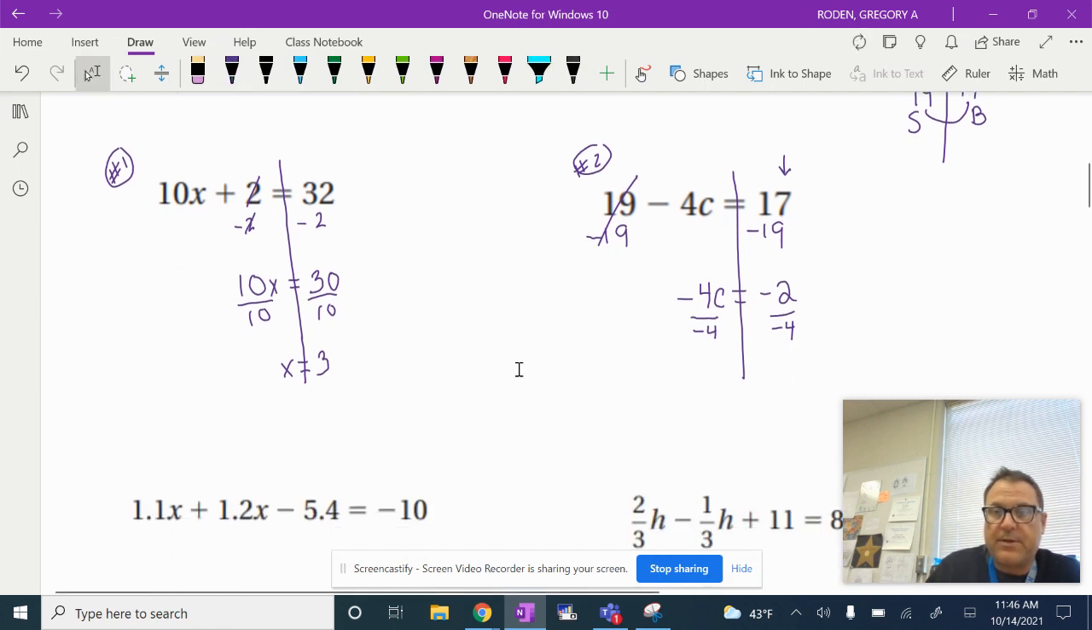All right. Now, when I do that, let's see here. Negative 4's cancel, so c is by itself. Now, let's see if we can reduce this. A negative divided by a negative is a positive. And you can reduce 2/4 into 1/2. So you actually get a fraction answer here of 1/2.